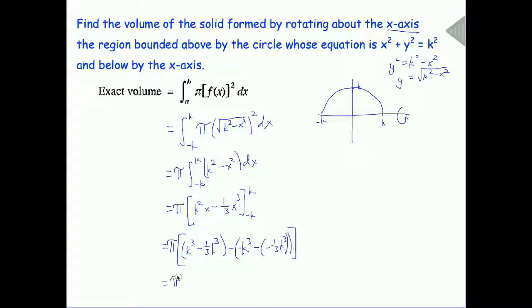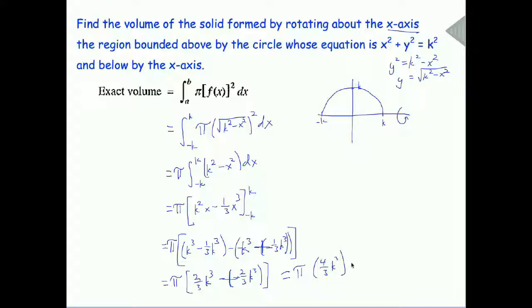We have pi times, well, k cubed minus 1/3 k cubed is 2/3 k cubed. And then this is negative k cubed plus, so we have this minus sign, so minus negative k cubed plus 1/3 is negative 2/3 k cubed. And we see by adding those together, we get something that should be familiar to us. We have pi times, this is minus and negative, so this is like adding, 4/3 k cubed.